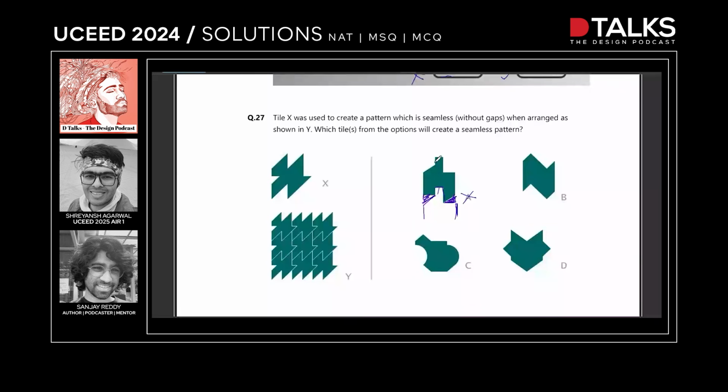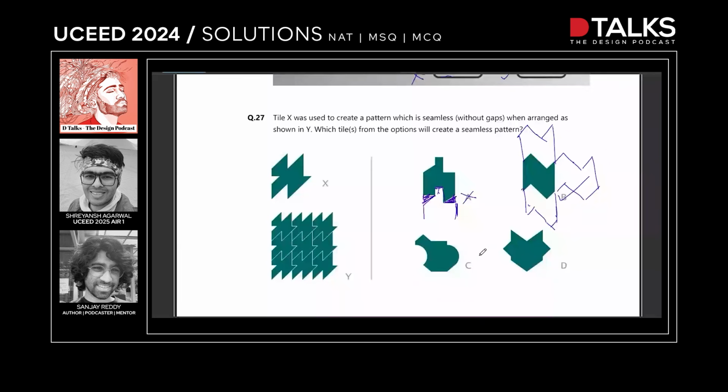That means A is wrong, because if you want to fill this part, then these two parts will remain empty. Option B, very easy, right? Just like this on both sides, and since this is a single thing, a straight line, and it does not have any horizontal thing, you can just tile it indefinitely. So the same tile you can put easily.